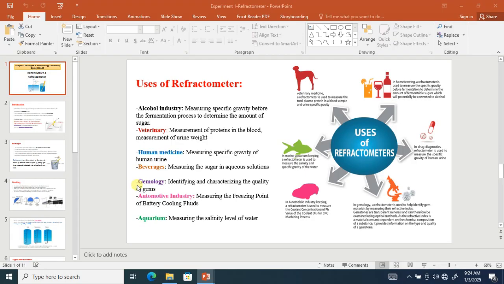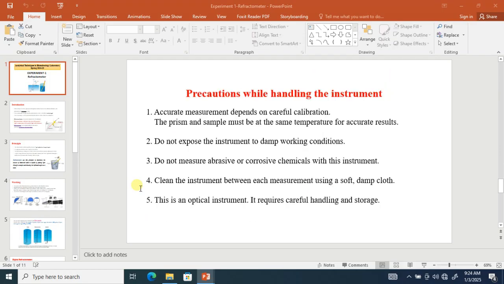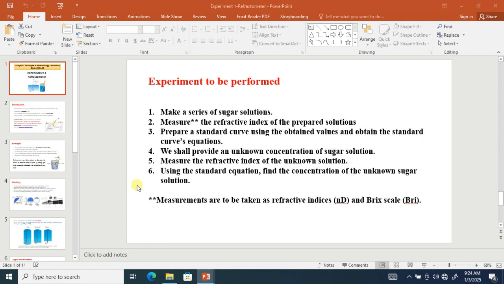And these are some of the precautions which I'll show you when we move on to the practical. And the experiment we perform, I will automatically tell you how to perform it. We will basically take standard solutions. We will first measure the refractive index one by one, and then we will try to find out the concentration of an unknown solution using the standard curve, which I'll explain to you in the later part of the class.